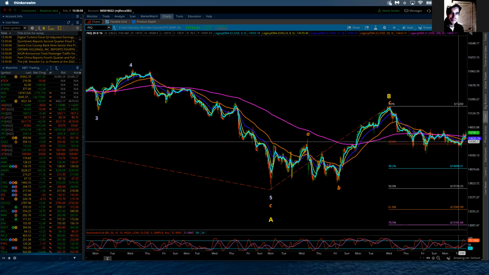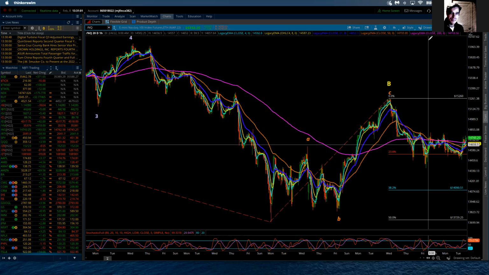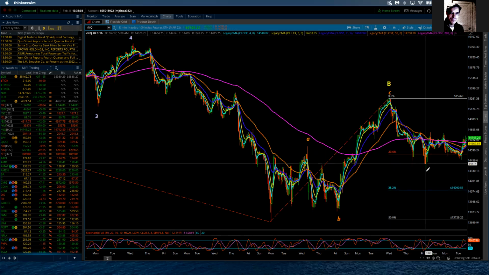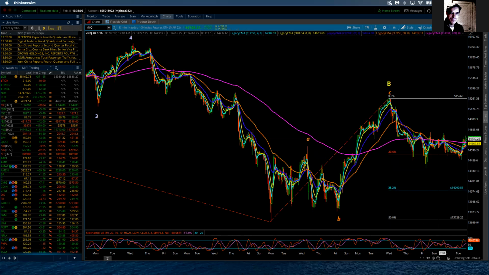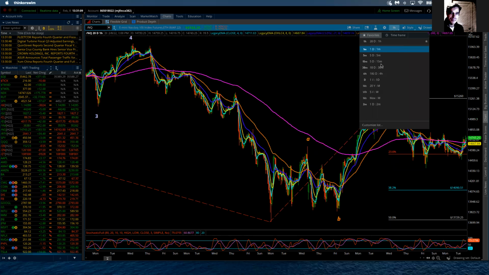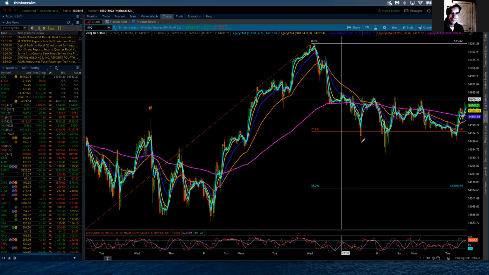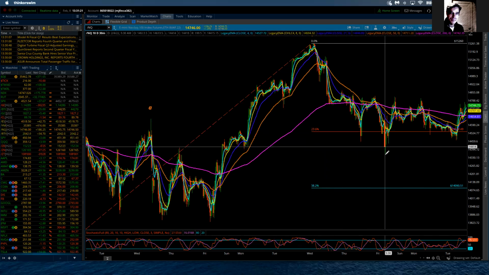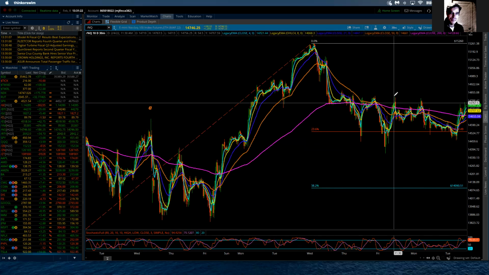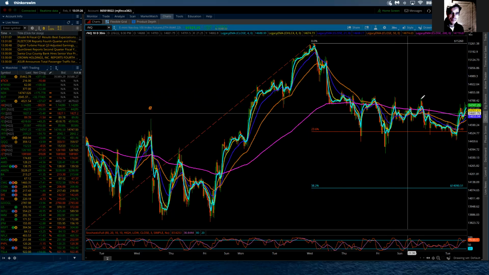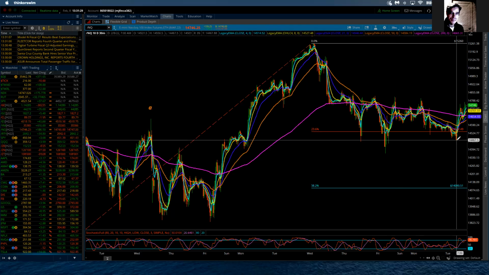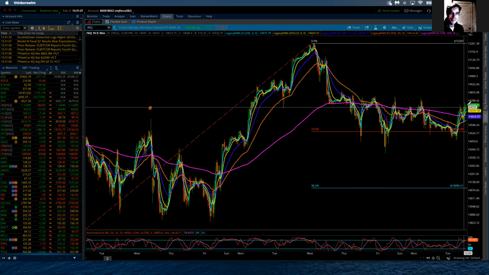Now, within that pattern, it does appear that this would be one of three, and we're still within that two of three. So let me take this down to the 30-minute chart, and we can take a look inside here. If this is like 1, 2, 3, 4, 5, then this would be A, and this would be A, B, C, B. I mean, it's ugly and it's nasty, but it does count that way. And now, again, we're in that C wave.